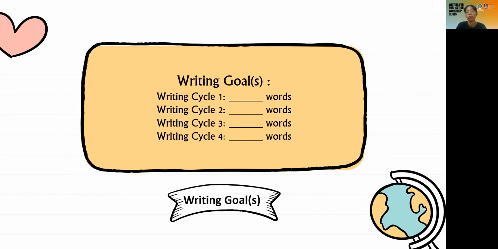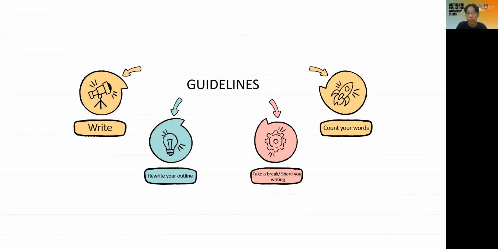And so have writing goals, you know that if you don't have goals, you won't finish your assignment. So let's say writing cycle 1, how many words do you want to write? 200, 300, 400, okay. And then what you need to do is you need to write. In an online writing marathon or writing marathon, you need to keep typing on your keyboard. You be the keyboard warrior on the journal article, and look at your outline.